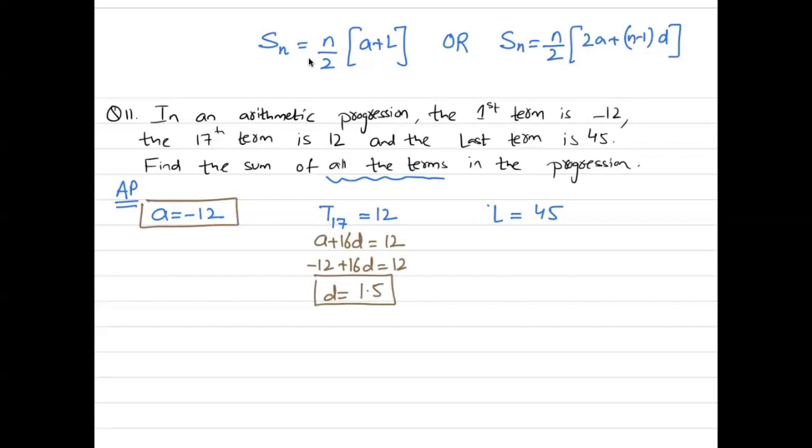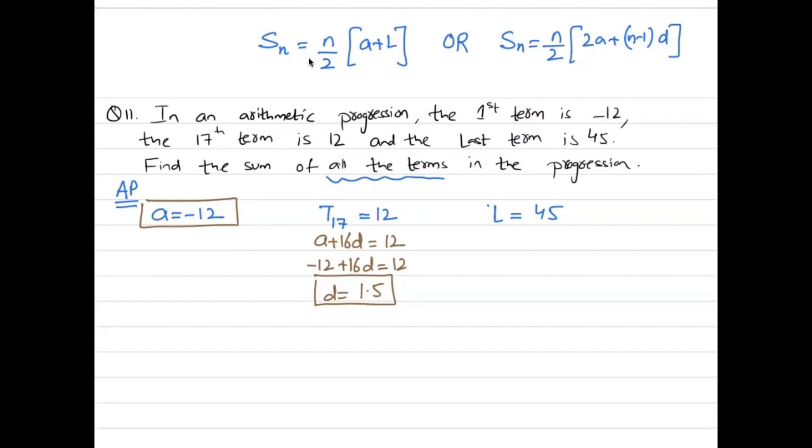You need to have n, the number of terms. Do I know the number of terms in the entire progression? No, sir, we don't. How can we find that out? You plug it into Tn. You solve for n using Tn equals a plus n minus 1 times d.